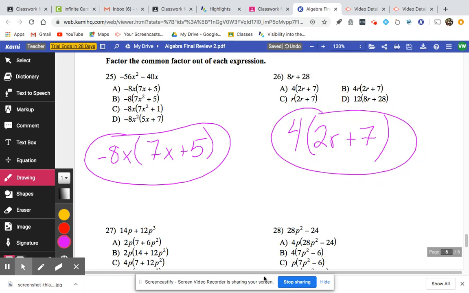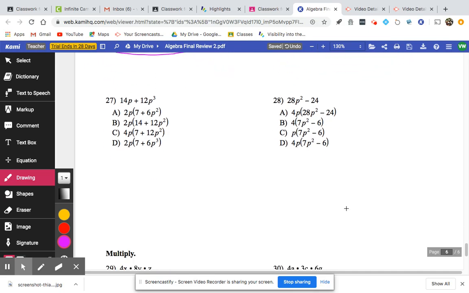And again, if you're ever unsure about your answer, distribute. If you end up exactly at the beginning where it tells you what the problem is, then you've done it correctly. Number 27, 28. Once again, we're factoring.